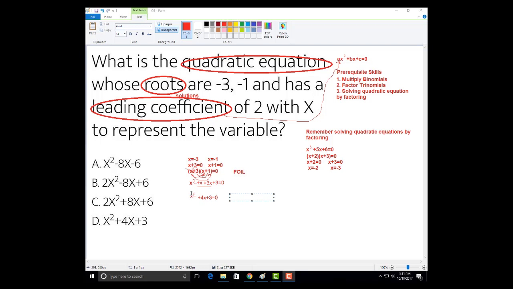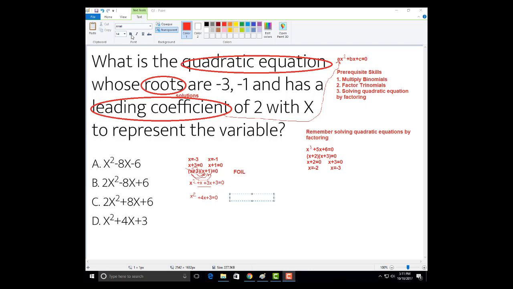So this idea here is I don't yet have a leading coefficient on this number. See how it's only an x squared? I need to have a leading coefficient of this number. So I have one more step that I need to do to this equation. I need to take this entire left-hand side, and in order for it to have a leading coefficient of 2, I need to multiply it by 2.